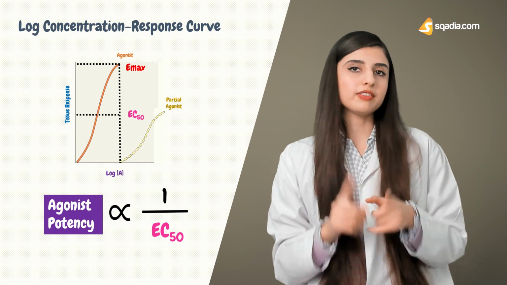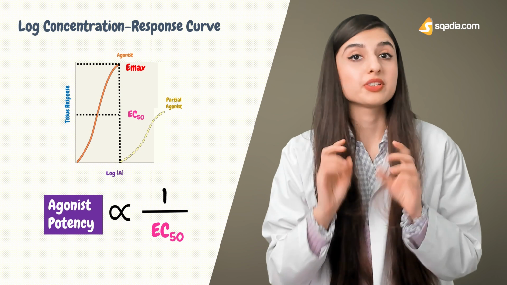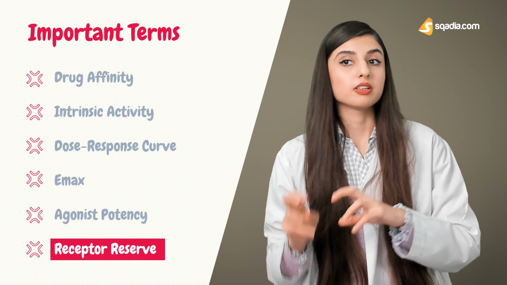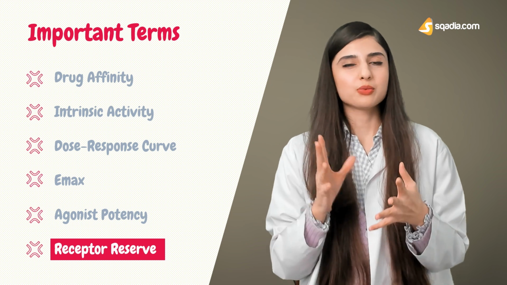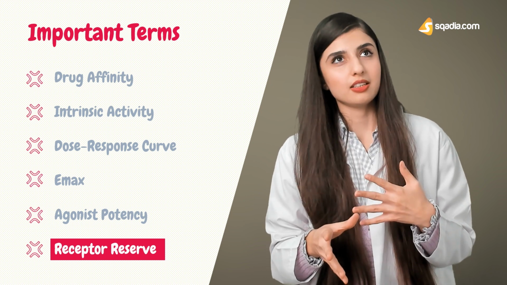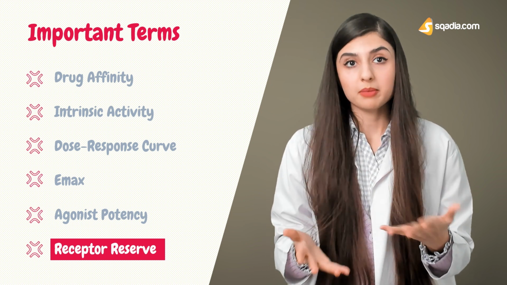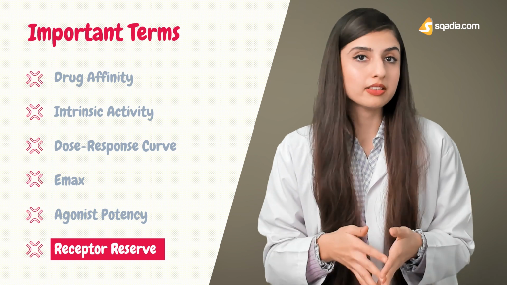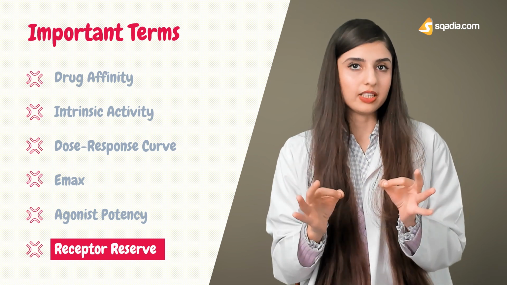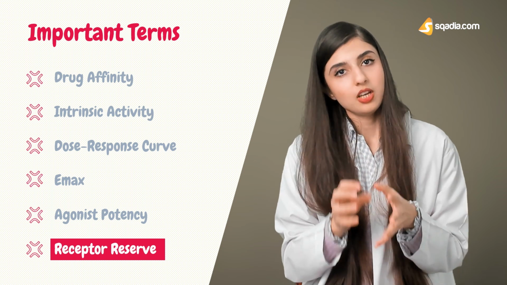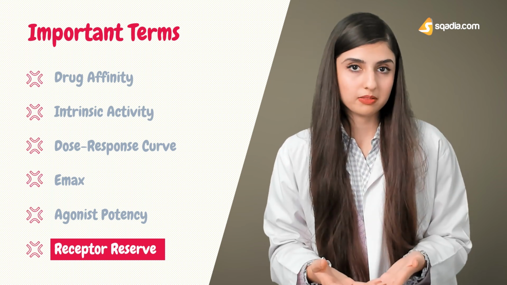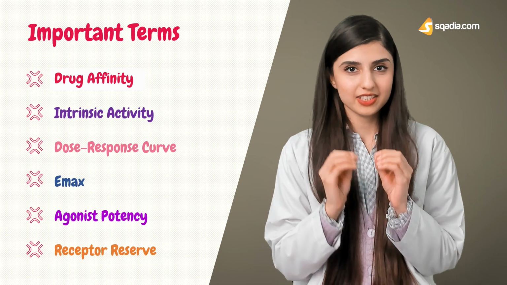Now, we also have another term, which is called the receptor reserves, or we can also term it as spare receptors. Now, basically, it refers to the condition in a tissue whereby the agonist binds or needs to activate a small fraction of the existing receptor population to produce a maximal response. Okay, now we have these terms in our mind. Let's lock them up, and now let's move on to the next slide.